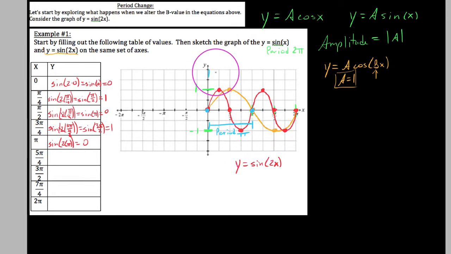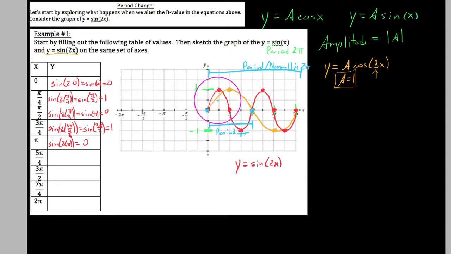Normally, the period of a sine curve, the orange curve here, is 2 pi. But in this case, since we did sine of 2 times x, we got a graph that had basically taken its period and cut it in half.